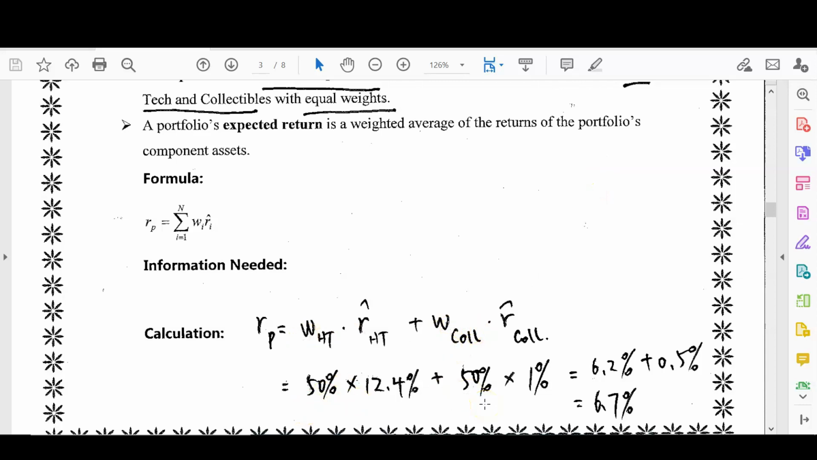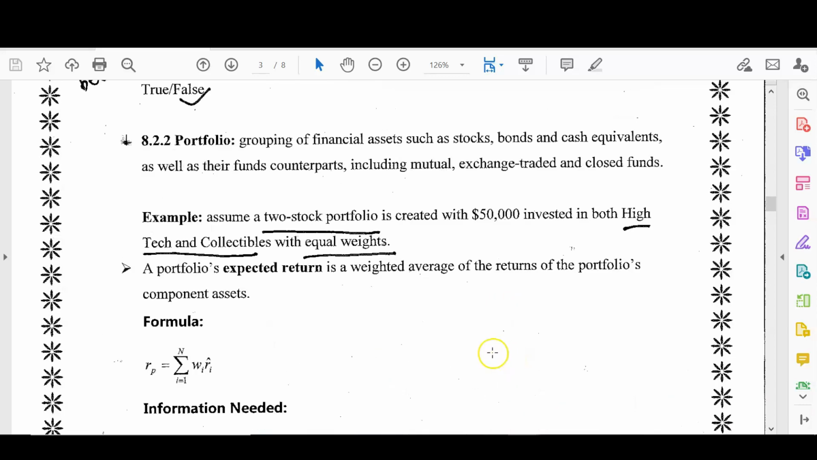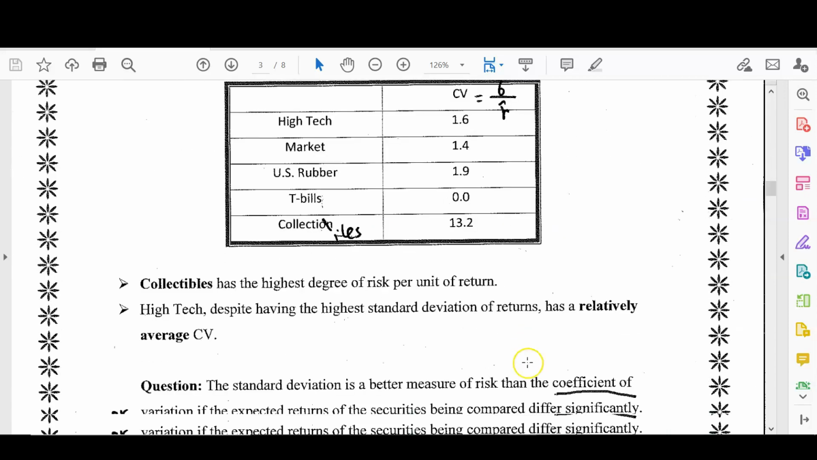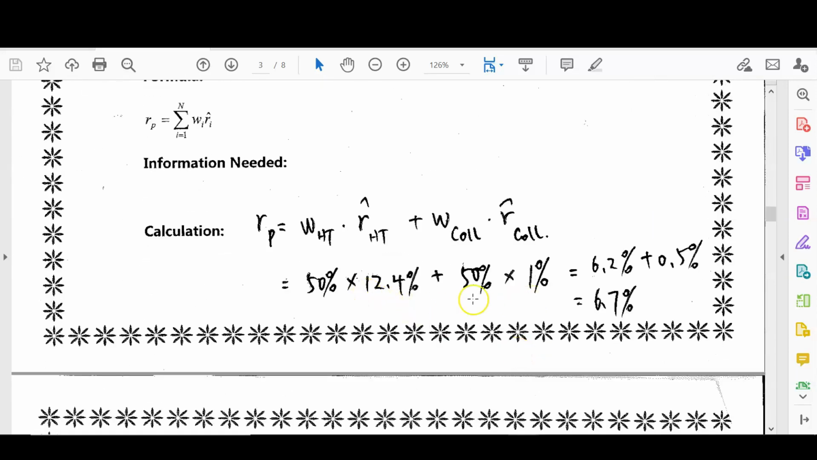And the expected return of these two stocks were already calculated in the last class. Okay, it's also in the graph here. It's 12.4% and 1% for each of them. So we just use these two numbers, multiply by 50%, add them up. We have 6.7% as our portfolio return here. Okay, the weighted average return of each asset is the portfolio return.